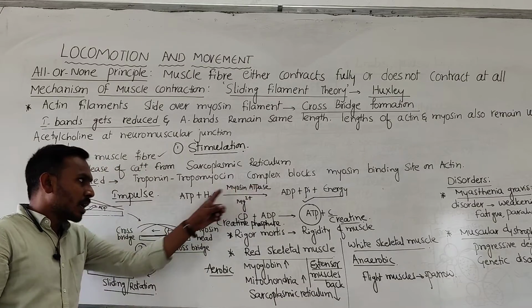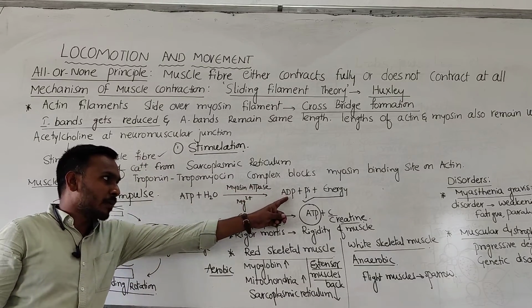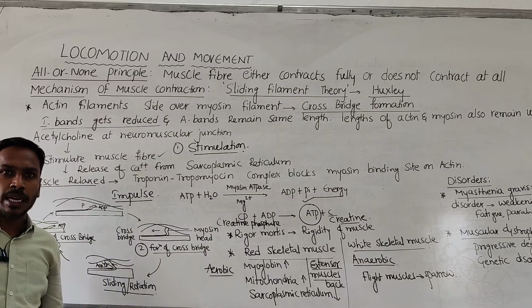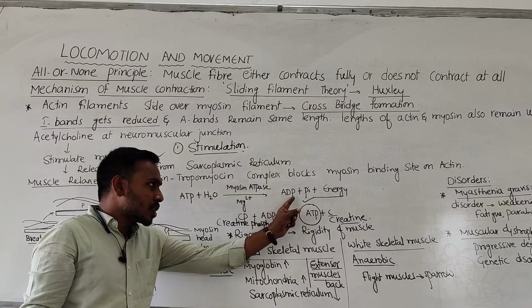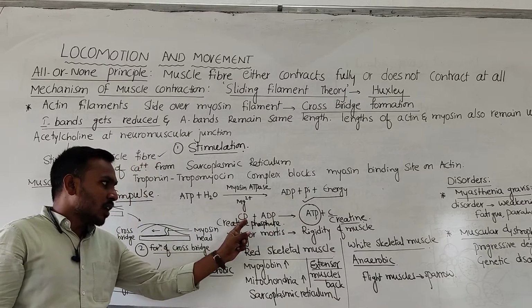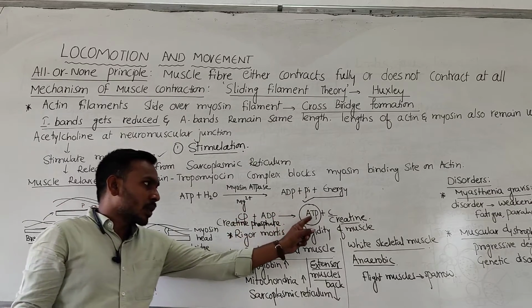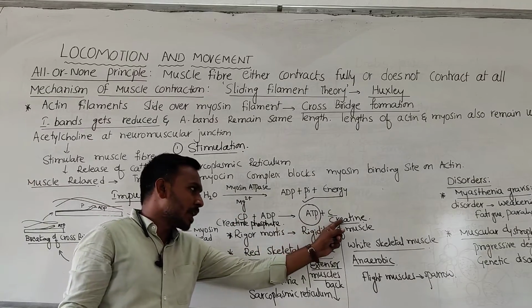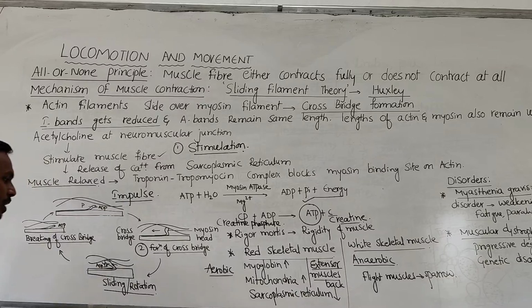ATP is split into ADP plus an inorganic phosphate ion, and during this, energy is liberated. The ADP is an unstable compound; in the presence of creatine phosphate it is converted again into an ATP molecule, and the leftover is creatine.